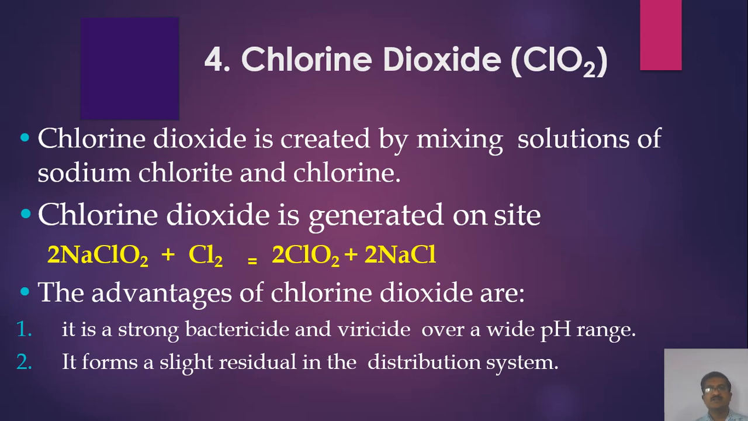Then chlorine dioxide, ClO2. Chlorine dioxide is created by mixing solutions of sodium chlorite and chlorine itself. The chlorine dioxide is generated on site: 2NaClO2 plus Cl2 gives 2ClO2 plus 2NaCl. The advantages of chlorine dioxide are that it is a strong bactericide and viricide over a wide pH range. It forms a slight residue in the distribution system.